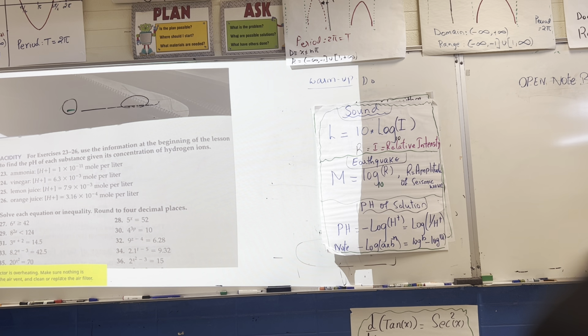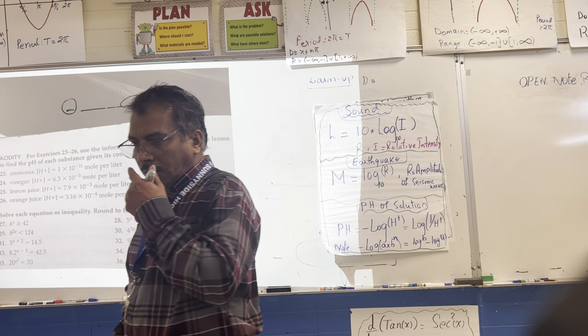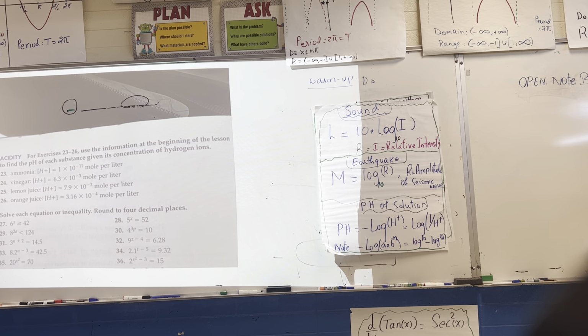So in the exercise, as you write, I'm just going to read this. Use the information at the beginning of the lesson to find the pH of each substance. So we have examples of ammonia, vinegar, lemon juice, and oranges. Everybody has oranges, right? In chemistry, of course, your science teachers need to show exactly what is the meaning of these moles and all this, but as a mathematician I can say how to use this. So what is pH? How do we figure it out for these 4 different solutions?